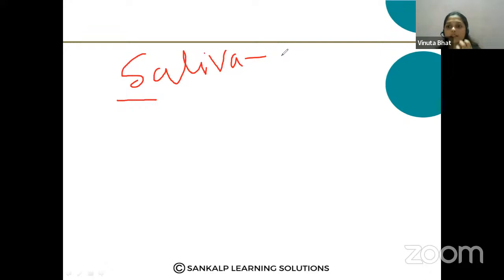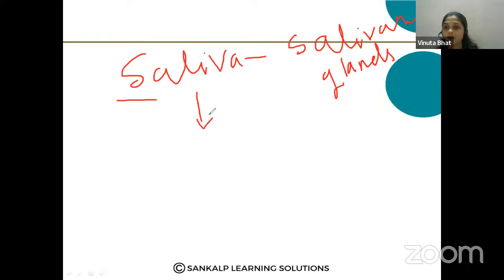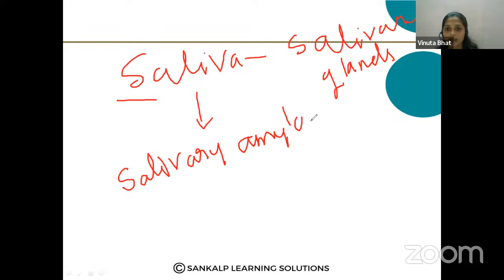So the watery fluid that is present in our mouth, that is called saliva. And this is secreted by which glands? Salivary glands. Saliva is secreted by salivary glands, and this saliva contains one enzyme, very important, that is called salivary amylase enzyme. Salivary amylase enzyme. Okay.